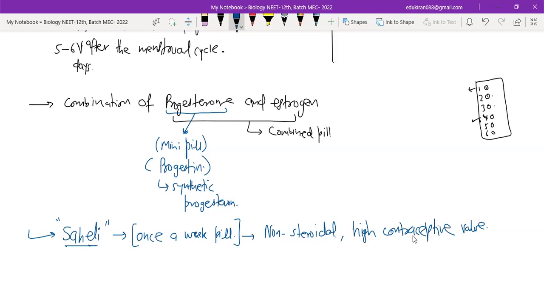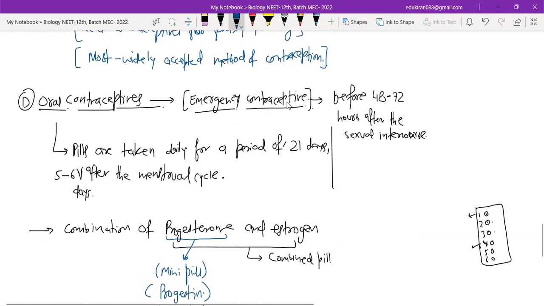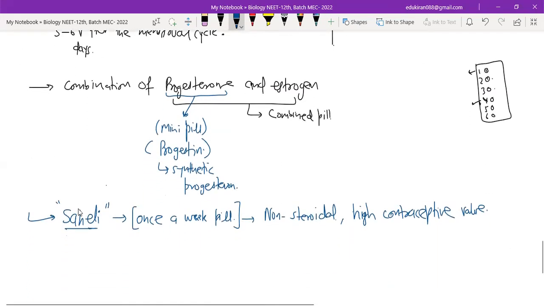Oral contraceptives can also be used as an emergency contraceptive. They can also be used as a daily contraceptive pill. And Saheli is also a once a week contraceptive pill, right? Basically, all of them have progesterone and estrogen combinations. If both are present, it's called a combined pill. If only progesterone is present, it's called a mini pill. Everything is clear?